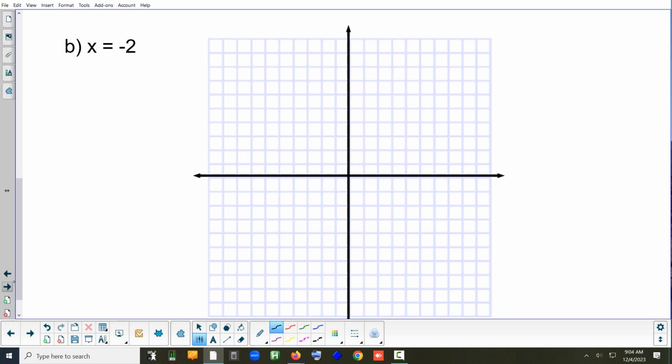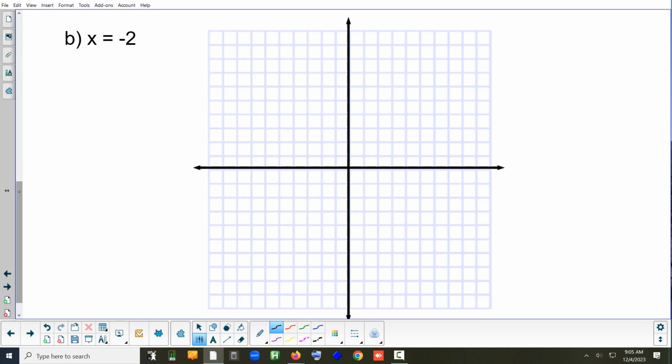What kind of line is x equals? Up and down. What do we call that kind of line? Well, it is special when it goes up and down, but what we call that is a vertical line. So we're going to draw a vertical line, and what number are we going to draw it at? -2.